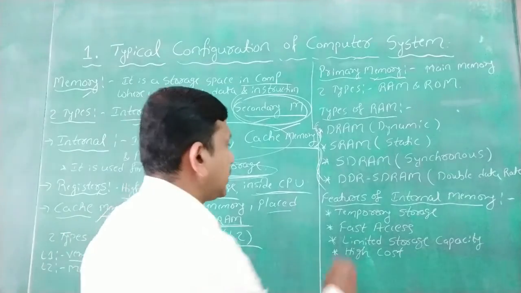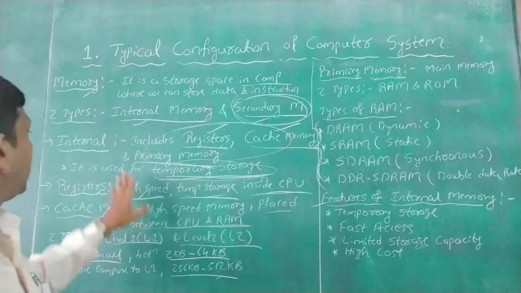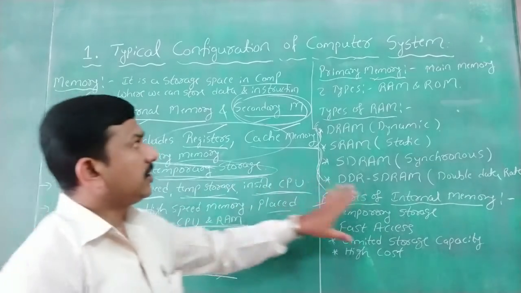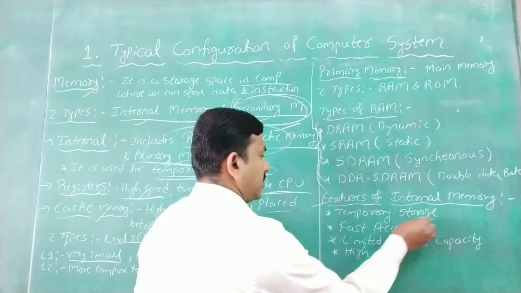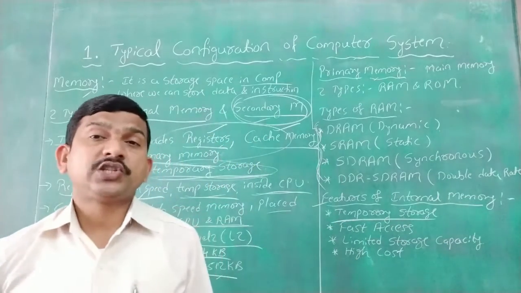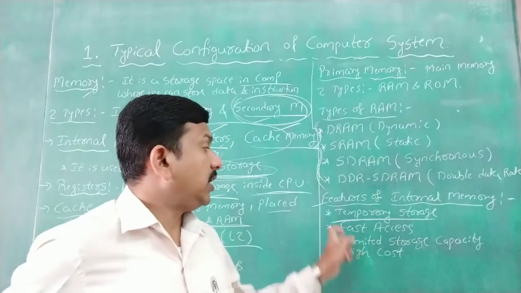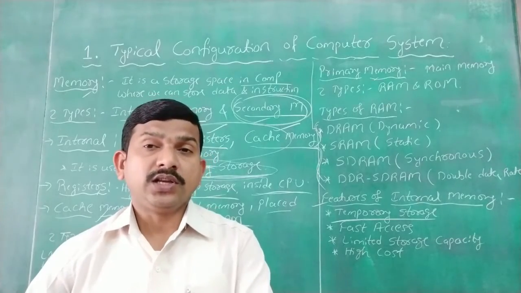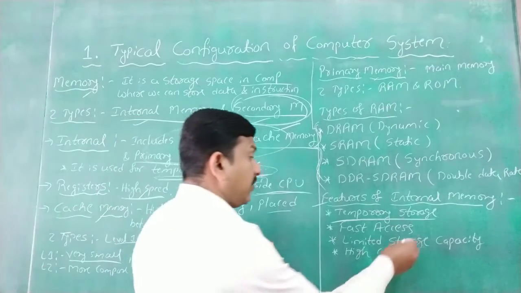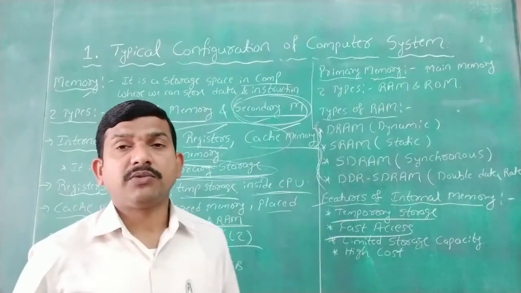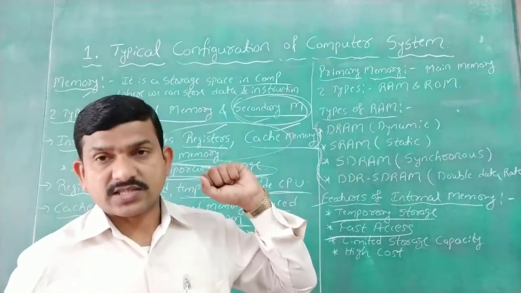And the last part, we will discuss the features of internal memory. What are those features? The first one is temporary storage. Normally we call internal memory temporary storage. Then the second one, fast access. Whatever data we store in internal memory, we can access very fast.